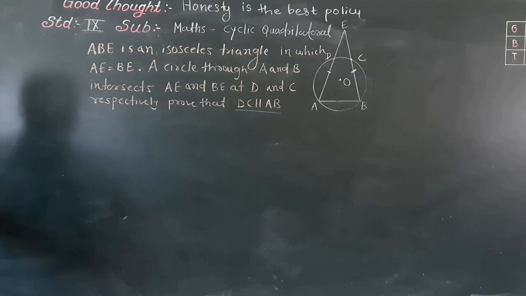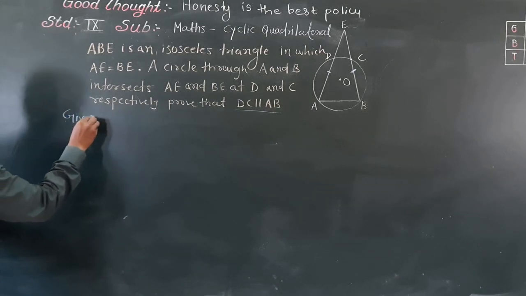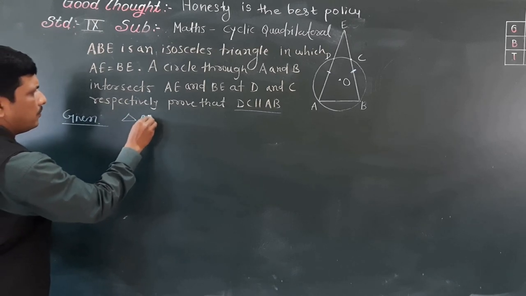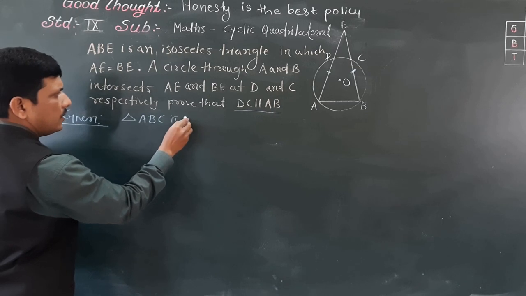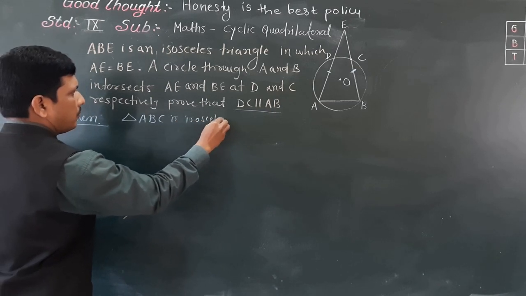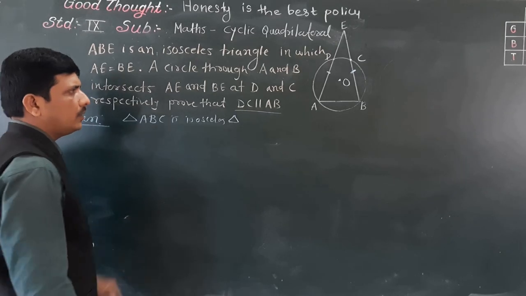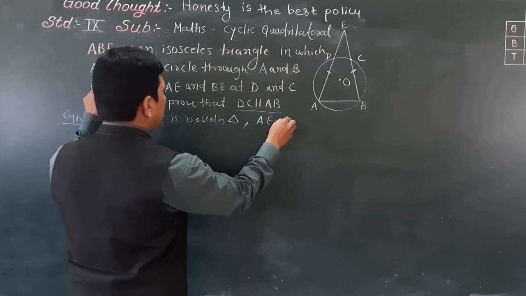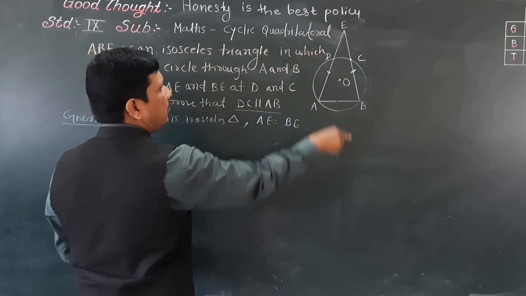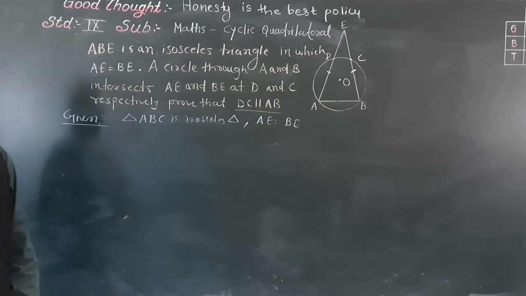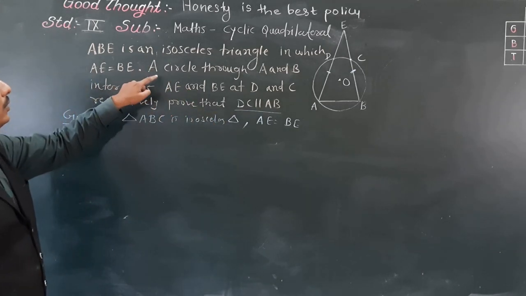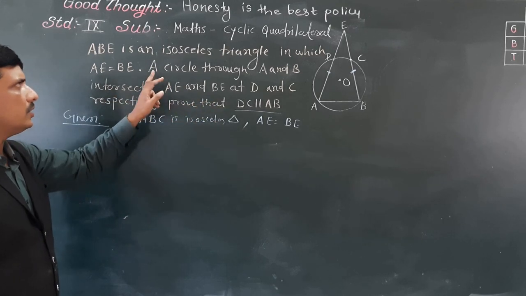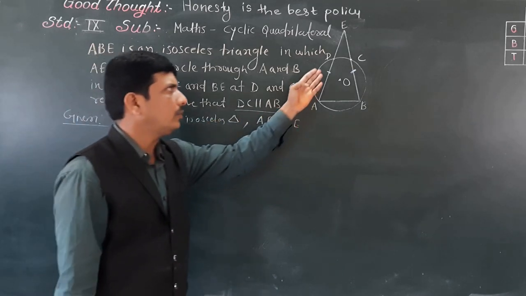First we will see what is given. Triangle ABE is an isosceles triangle, that is given. If it is an isosceles triangle, two sides are the same. Which two sides are equal? AE and BE are equal. Understood. So that is given, and a circle through A and B intersects AE and BE at D and C. This is also given, so that we have taken.